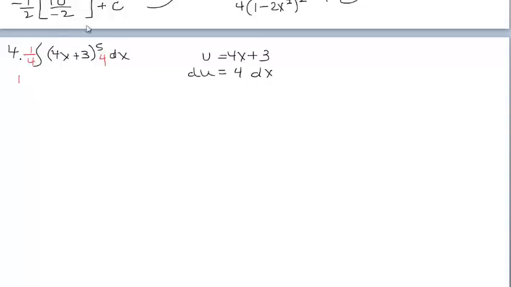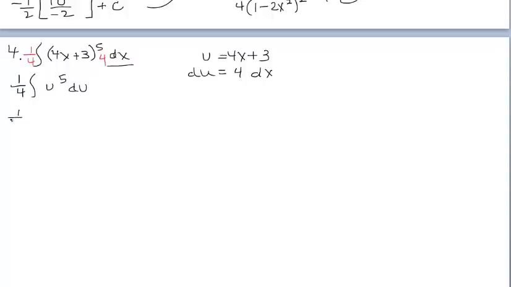Okay, so let's rewrite it, replacing 4x plus 3 with u to the 5th. All that gets replaced with du. So we're integrating using the reverse power rule. In this video, all the problems are where the outside function is a power function, so we're going to be using the reverse power rule. In the next 2 videos, that might not be the case. The outside function might be a trig function.